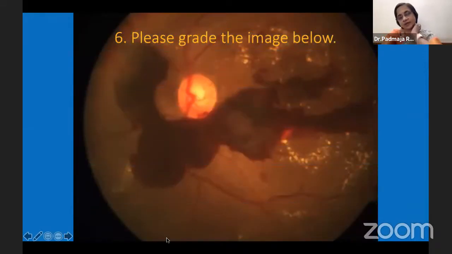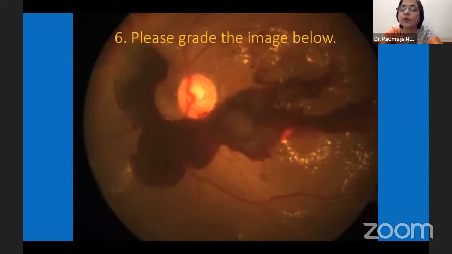So we discussed what is the classification. Please grade the image. Very good. So when we say proliferative diabetic retinopathy, the correct answer is high risk PDR because it is not only having vitreous hemorrhage, but preretinal hemorrhage and proliferative changes.